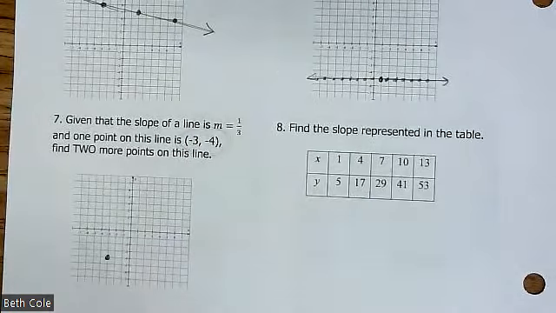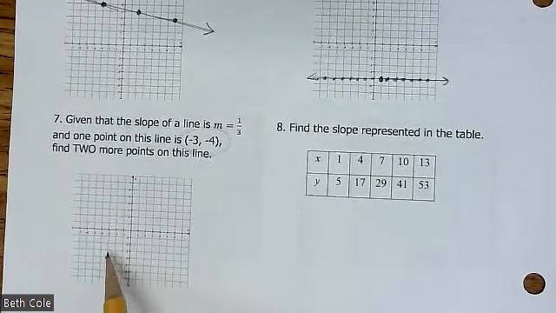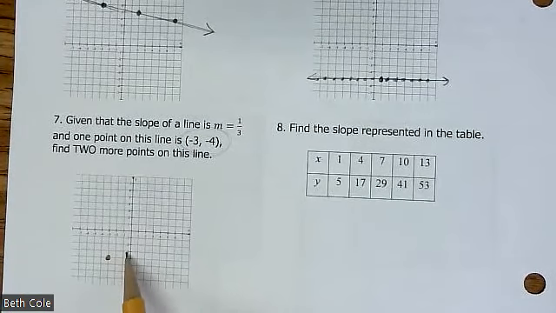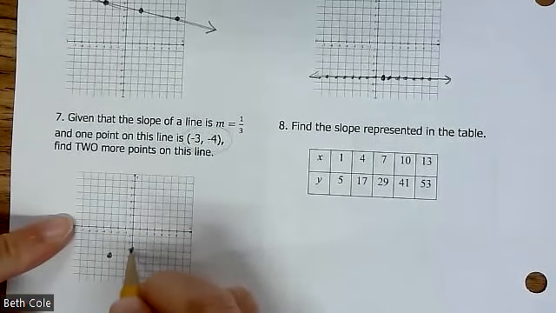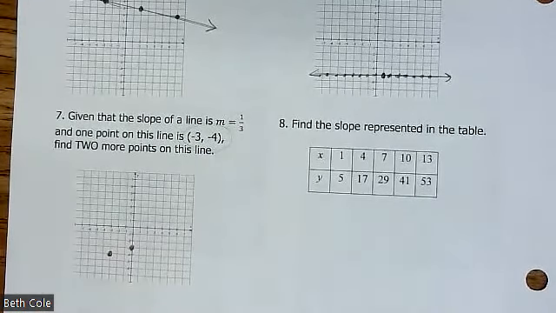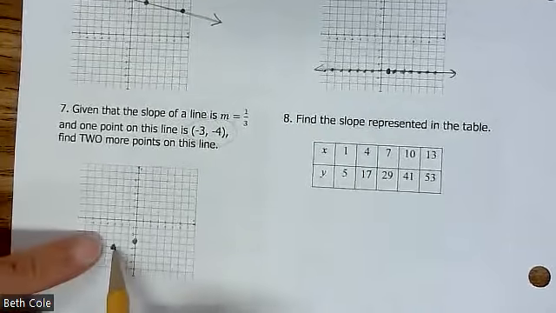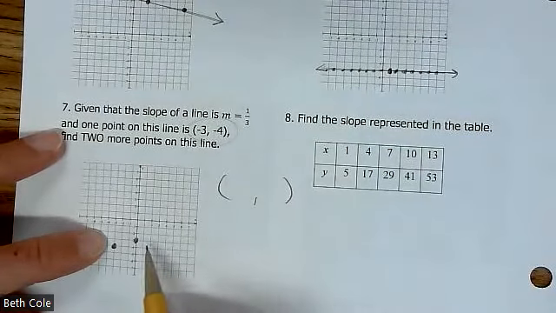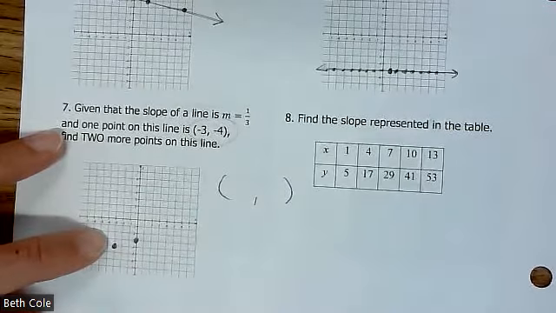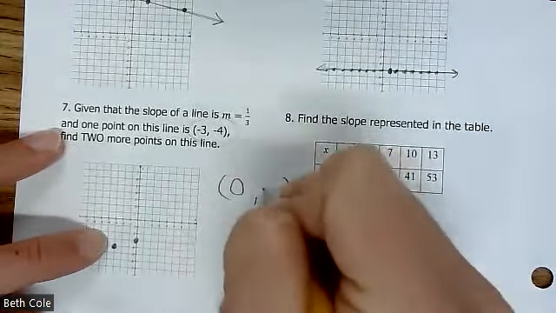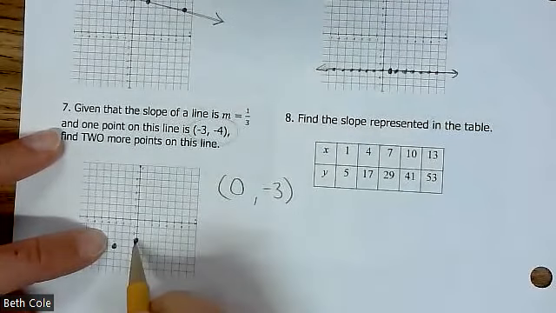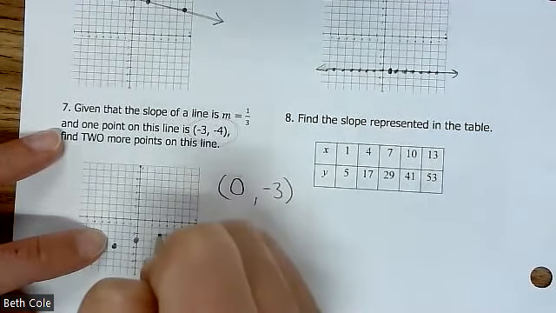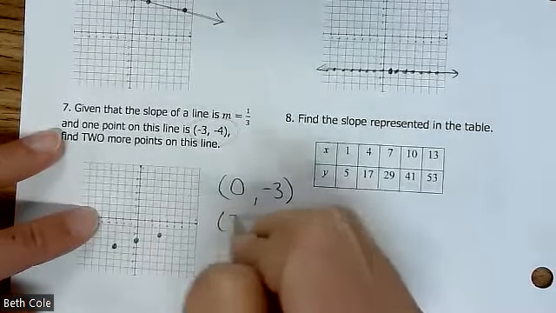And then the slope, like using words like up, down, left, right, what is 1/3 telling you to do? Up 1 and right 3. So if you go up 1, right 3, the question's asking you, what are some other points? So if you go up 1, right 3, what is that point? That's what we want to write off to the side here. 0, negative 3. There we go. 0, negative 3. And then we want one more. So go up 1, right 3 again. And then it's 3, negative 2.